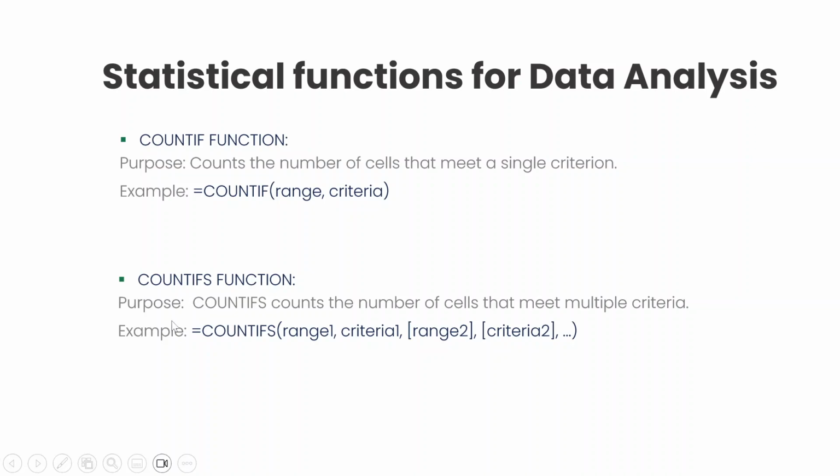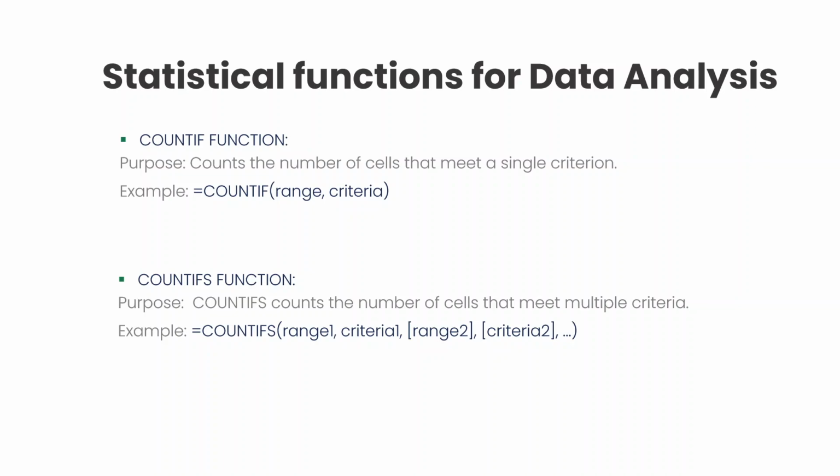Then we have COUNTIFS. What if I want to count females that are above 18? How do I do that? Will I separate females then start saying, oh, are you 18? Come here, let me count you. Are you 18? Come here, let me count you. No. I can use the COUNTIFS function to do that.